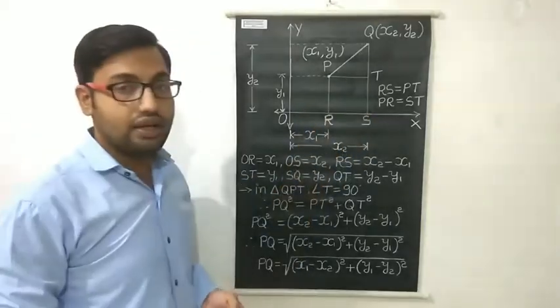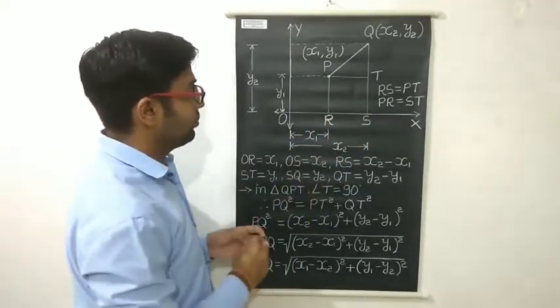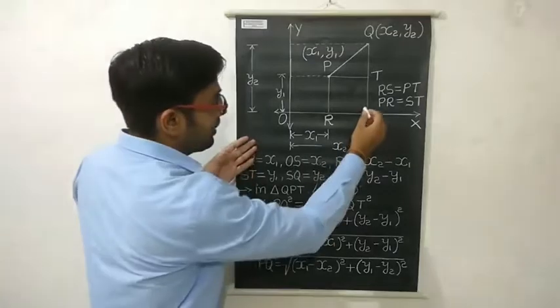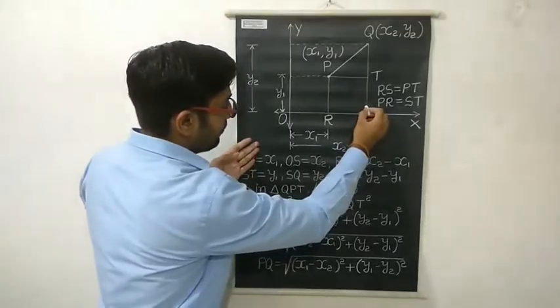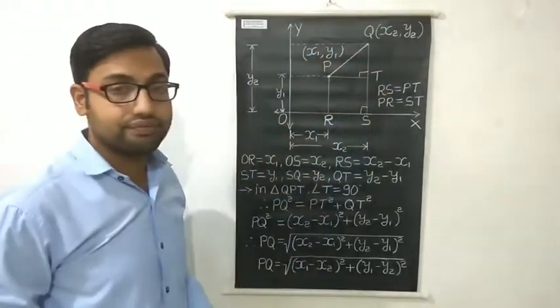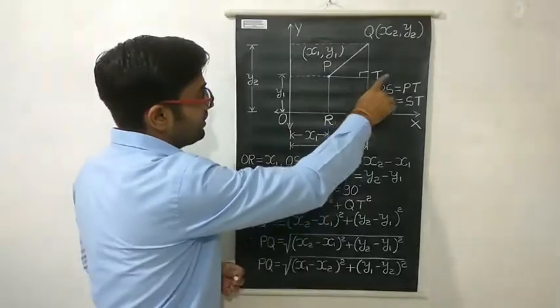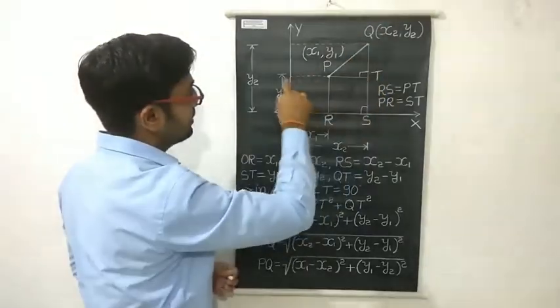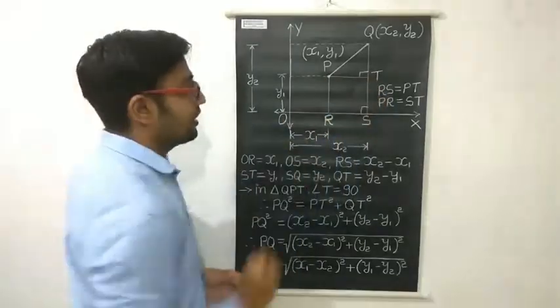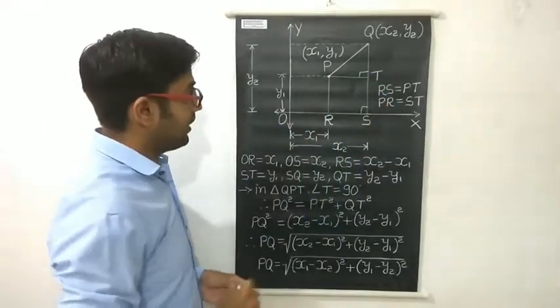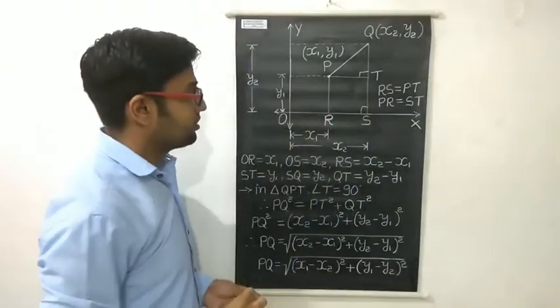PRST is a rectangle. So we know that all the angles of a rectangle are 90 degrees. So this angle is 90 degrees and this angle is also 90 degrees. Let the intersection of the extended line QS and this line be the point T. So what we have till now is that a rectangle is constructed.